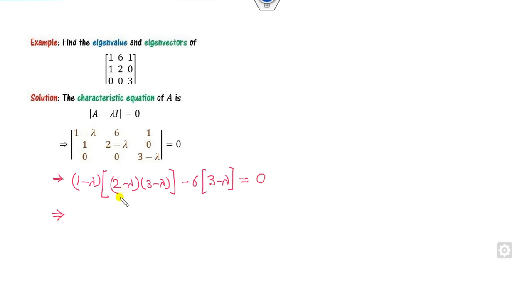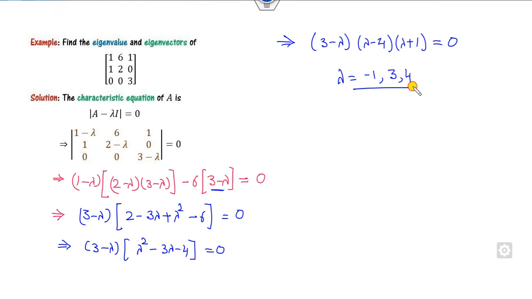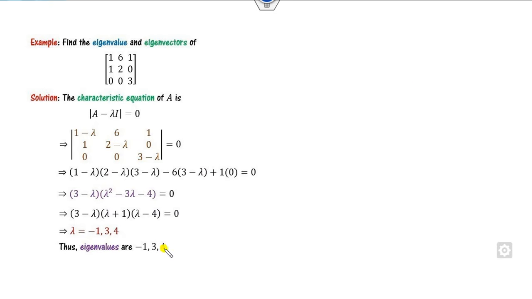So how can you solve that? Either you can open this bracket, or I can take 3 minus lambda as a common factor. If you open that, 2 minus lambda times 3 plus, minus 6 is equal to 0. So this is lambda squared minus 3 lambda minus 4 equal to 0. Can you factor this? So (lambda minus 4)(lambda plus 1) is equal to 0. So what are the eigenvalues? Minus 1, 3, 4. These are my eigenvalues.